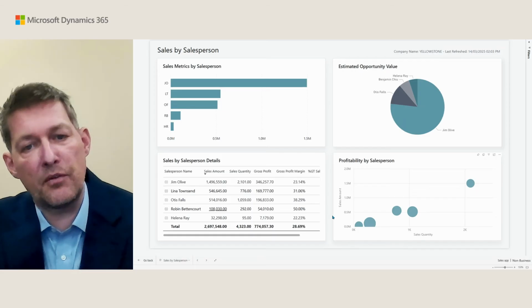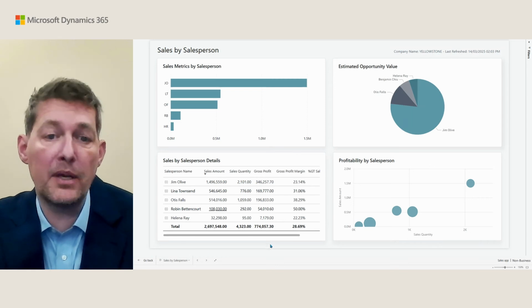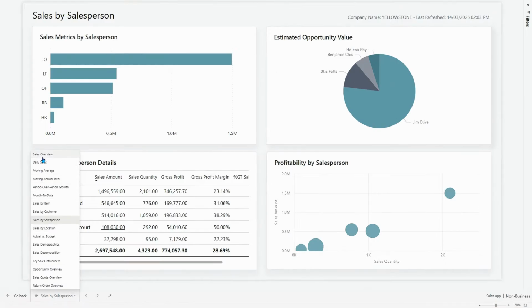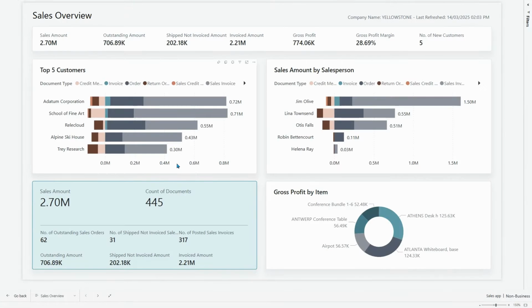The final profitability metric is on the overview page. Let me just navigate to that. The sales overview here. This is also just an update of the existing report, but the top 5 customers and the sales amount by salesperson now show the breakdown on the amount. So for instance, you can see here there's a 0 here. Everything to the left is negative. So here you have credit memos, and you have your return orders. And then on the right side here are the revenue generating amounts. And the same thing goes not only for customers, but for salespeople.